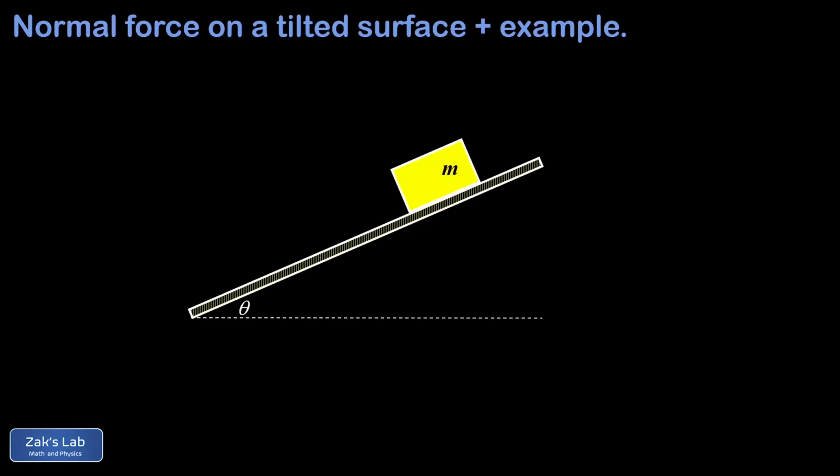In this video, we learn to calculate the normal force and the parallel and perpendicular weight components on an inclined plane, and then we apply these ideas to an example. So in our picture, we have a block of mass m on an incline tilted at an angle of theta.